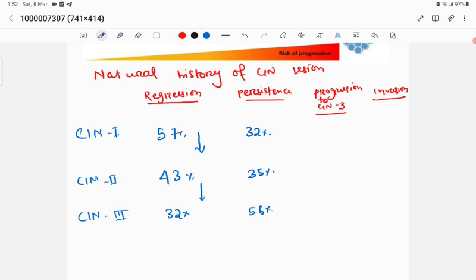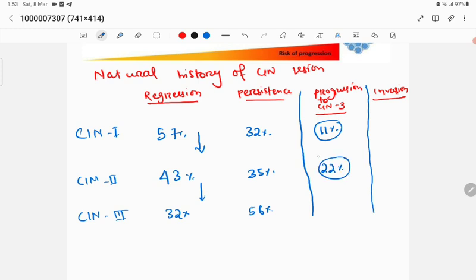The most important thing is these two; they will ask these two questions repeatedly. What is the progression of CIN to CIN3 and to invasive carcinoma? For each of CIN1, 2, okay, what are the progressions? Here also the mnemonic is: CIN1 progression to CIN3 is 11%. So very low chance of progressing to CIN3, and CIN2 progression is just double of 11, that is 2 times. Okay, 11 into 2 is 22%. CIN2 is converted into CIN3.